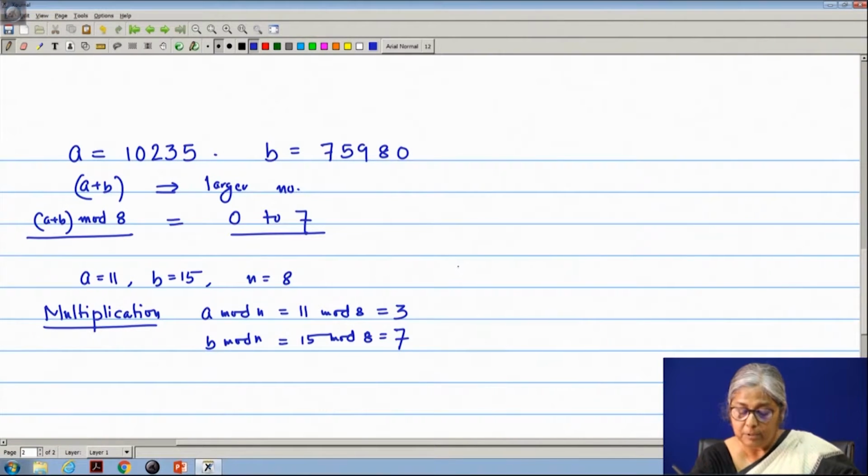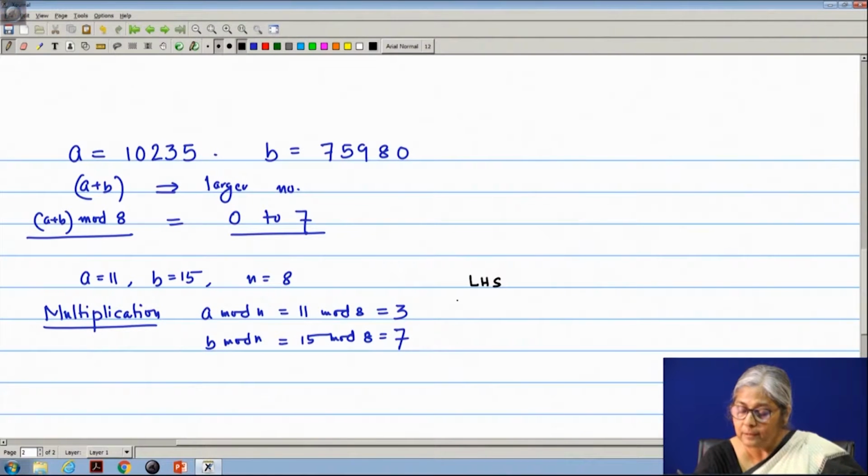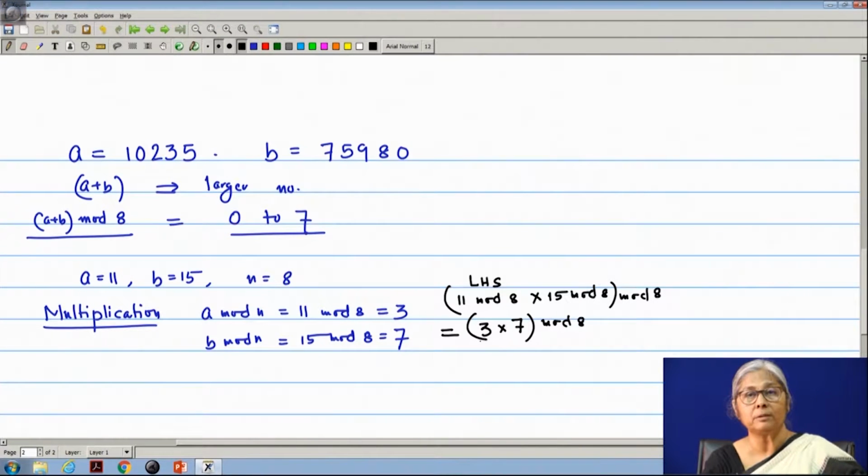Now, if I take the multiplication, that means A in LHS, again the similar way I can take the LHS, this is equal to 11 mod 8 into 15 modulo 8, I take a modulo 8, and this becomes 11 mod 8 is 3 and 7, and this is modulo 8. So, 3 into 7, both are very small numbers, because that number cannot be larger than 7. So, at most this can be 49. So, this is 21 modulo 8 and this becomes 5.